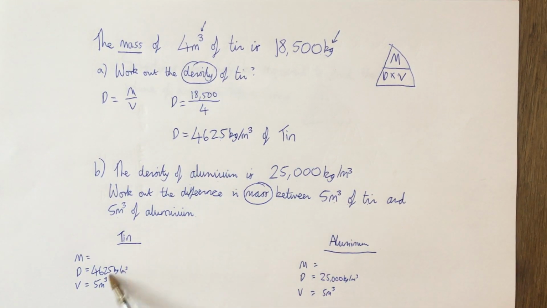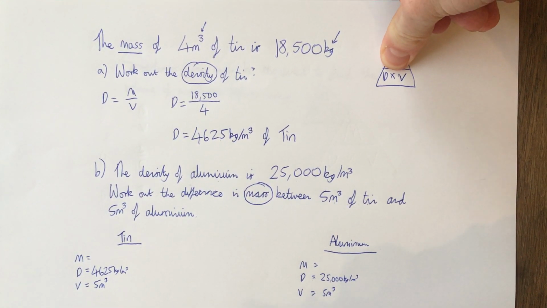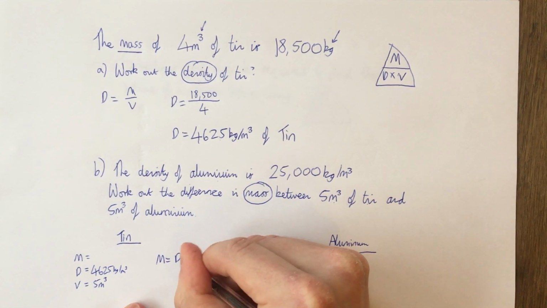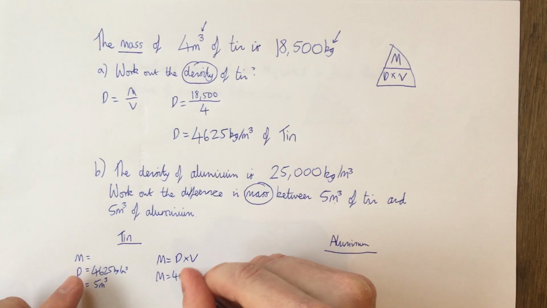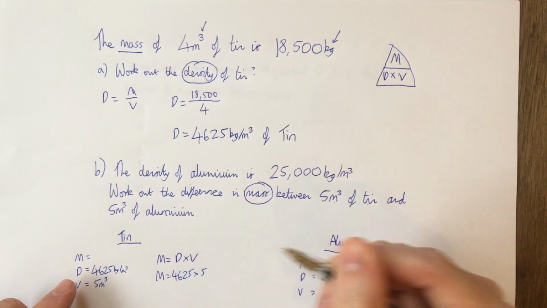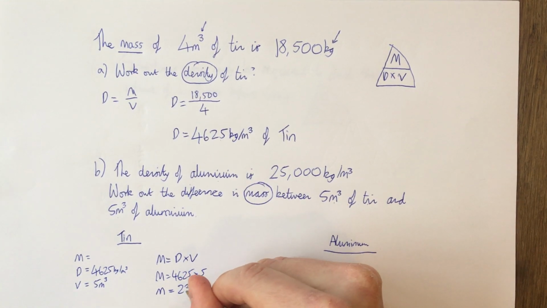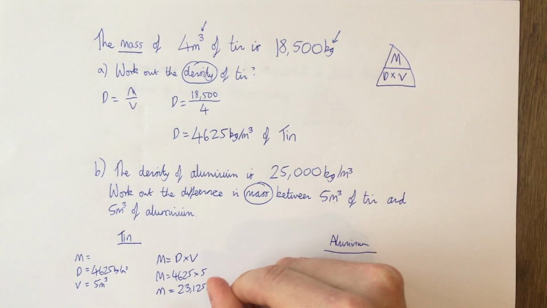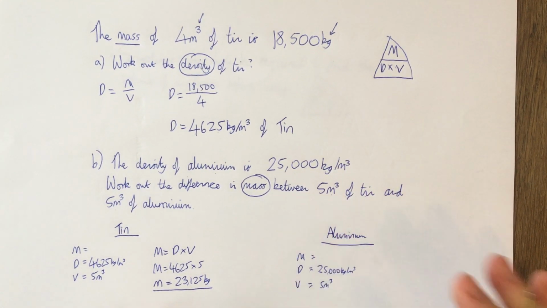Now, the mass for the tin, as you know, when you find mass, you cover it up. So you're left with density times volume. So it would be mass equals density times volume. All right, so mass equals 4625 times 5. So the mass would be 23,125 kilograms. Okay, so that there, hopefully you can see it, is the mass of the tin.